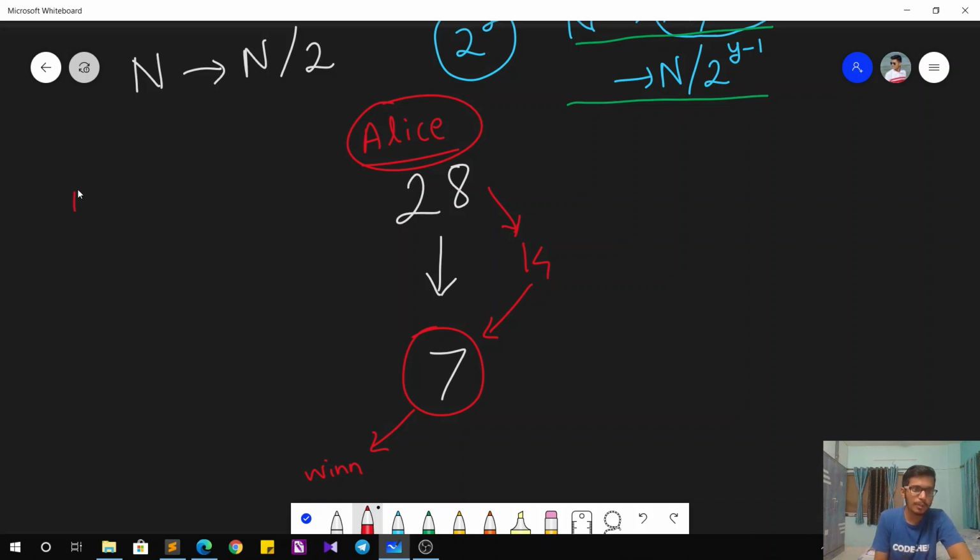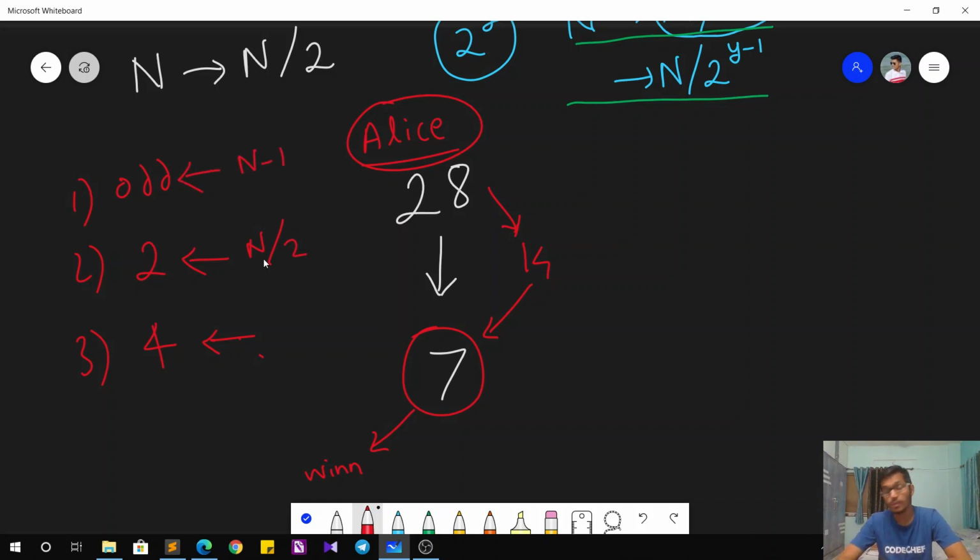There are only three possible cases. If the number is odd, if the number is even and it is maximum divisible by 2, or if the number is even and it is also divisible by 4. In this last case we have a guaranteed winner. In the second case there is no option, we have to just divide n by 2, and in the odd case we have to just subtract 1 from n. So this completes the solution.